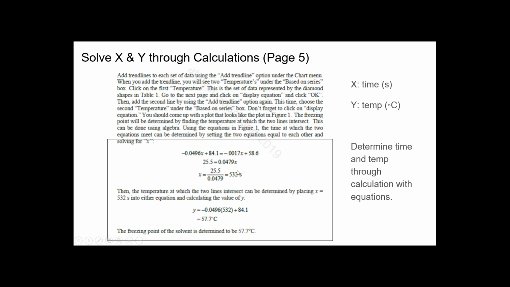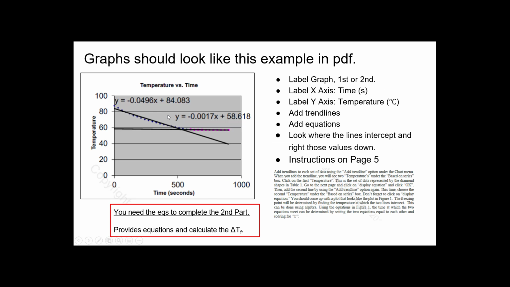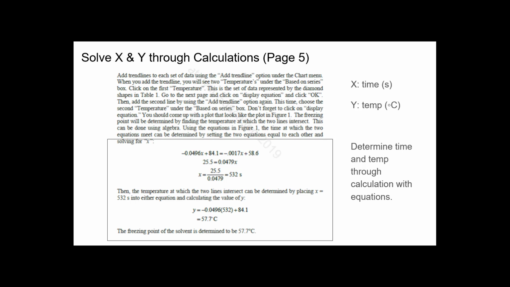Now you're going to take this number for X and plug it into either equation, and you should end up with the Y, and it should be the same answer for either one. So you don't have to worry about which one you use. And that's what they did here. You can see they have 532. They plug it in for X and solve. And the temperature is 57.7 degrees. That's your calculated X and Y that you need in order to solve this lab.